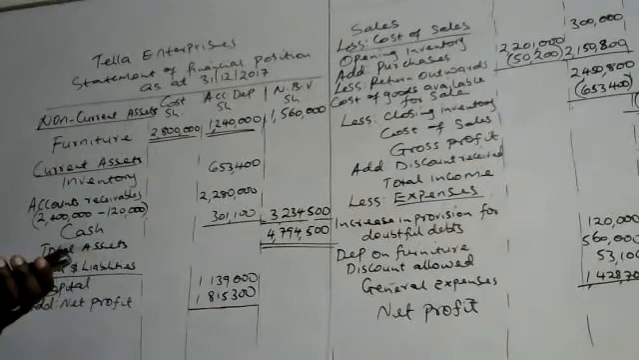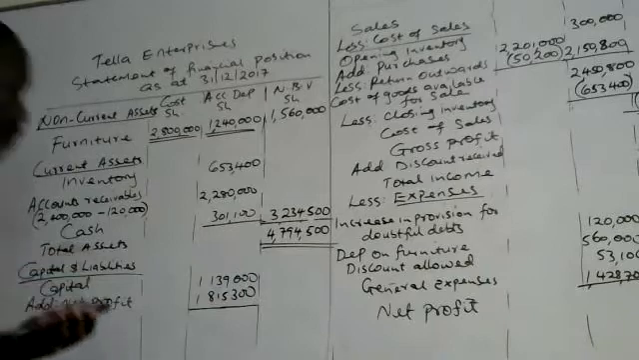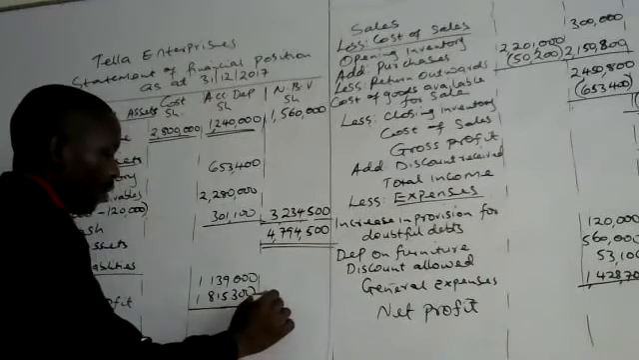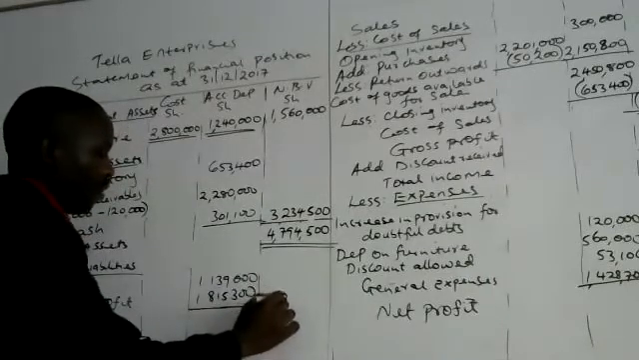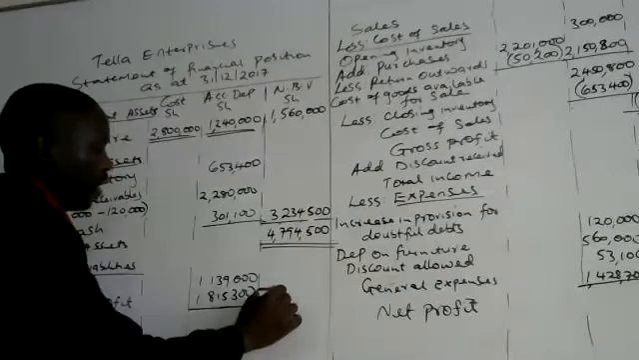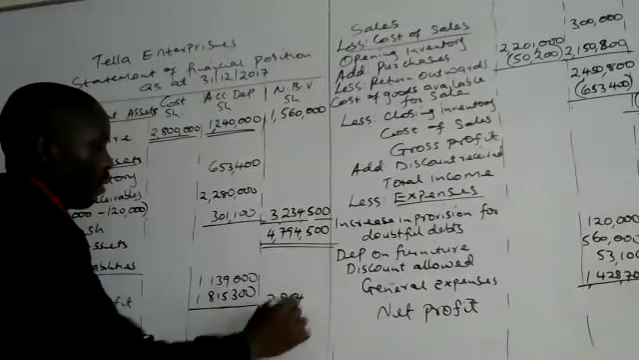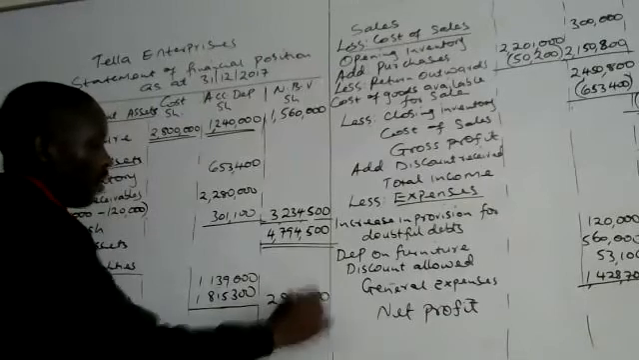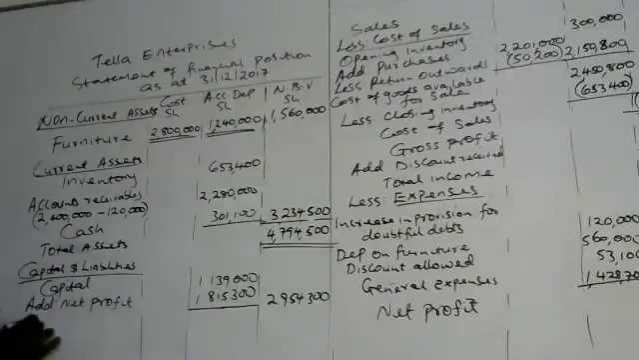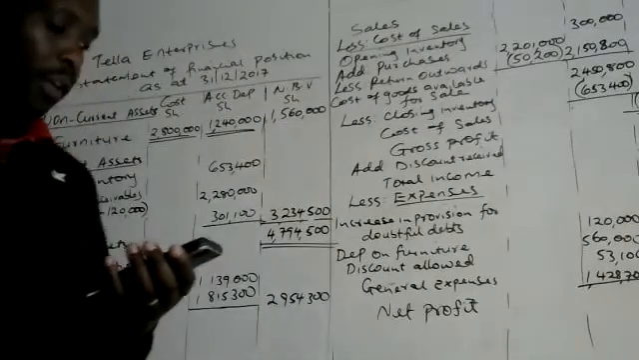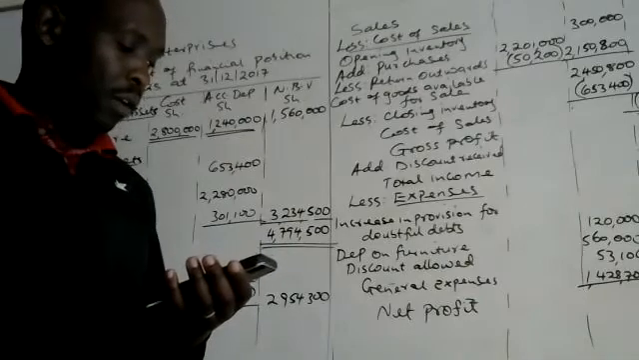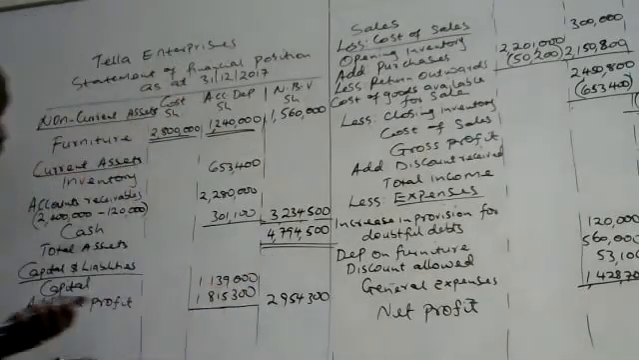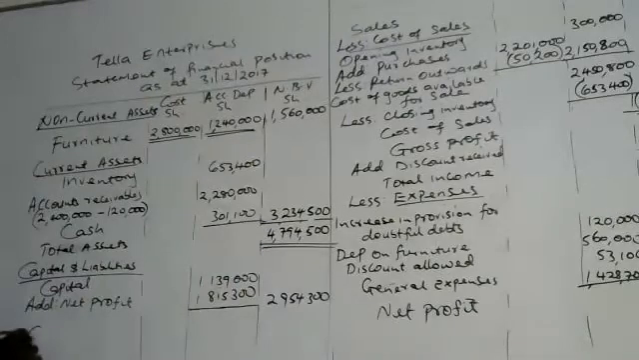2,954,300. Then I can see here the bank loan, so we don't have any long-term liability. There's no bank loan. Therefore, what we have then is the current liabilities.